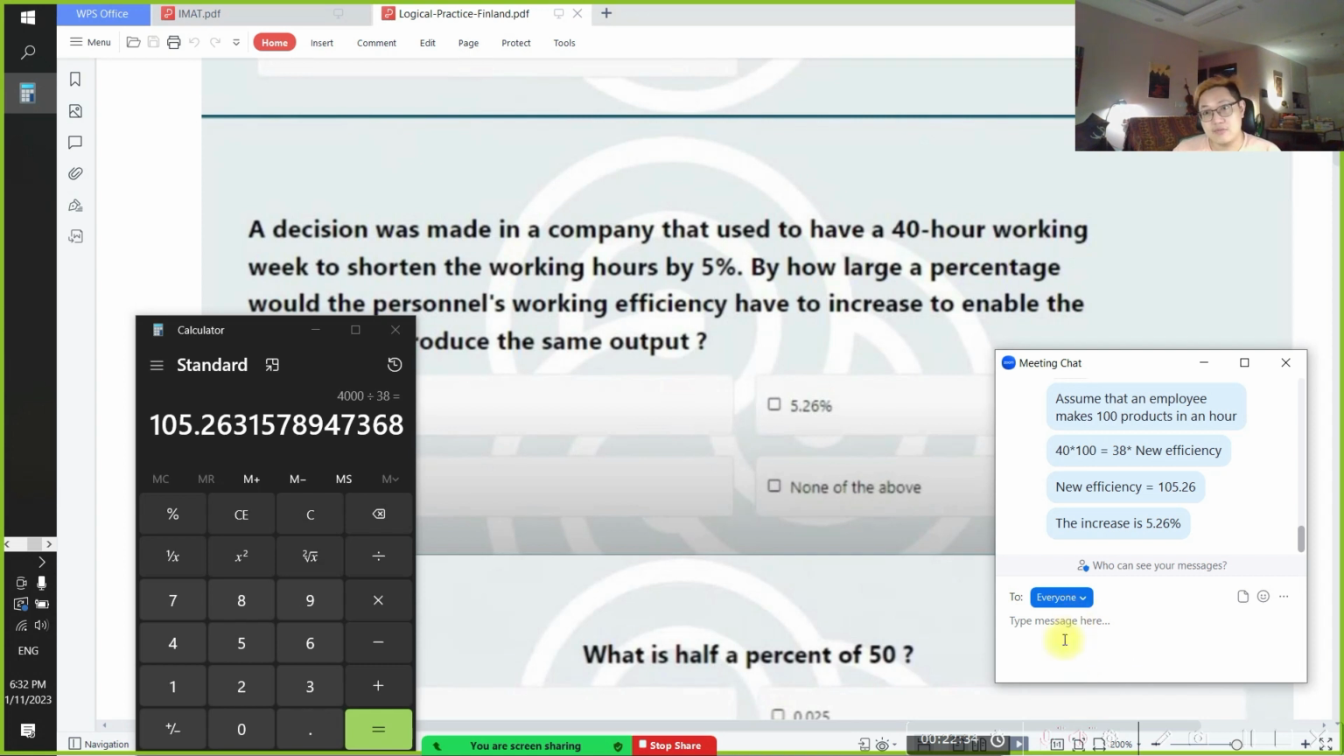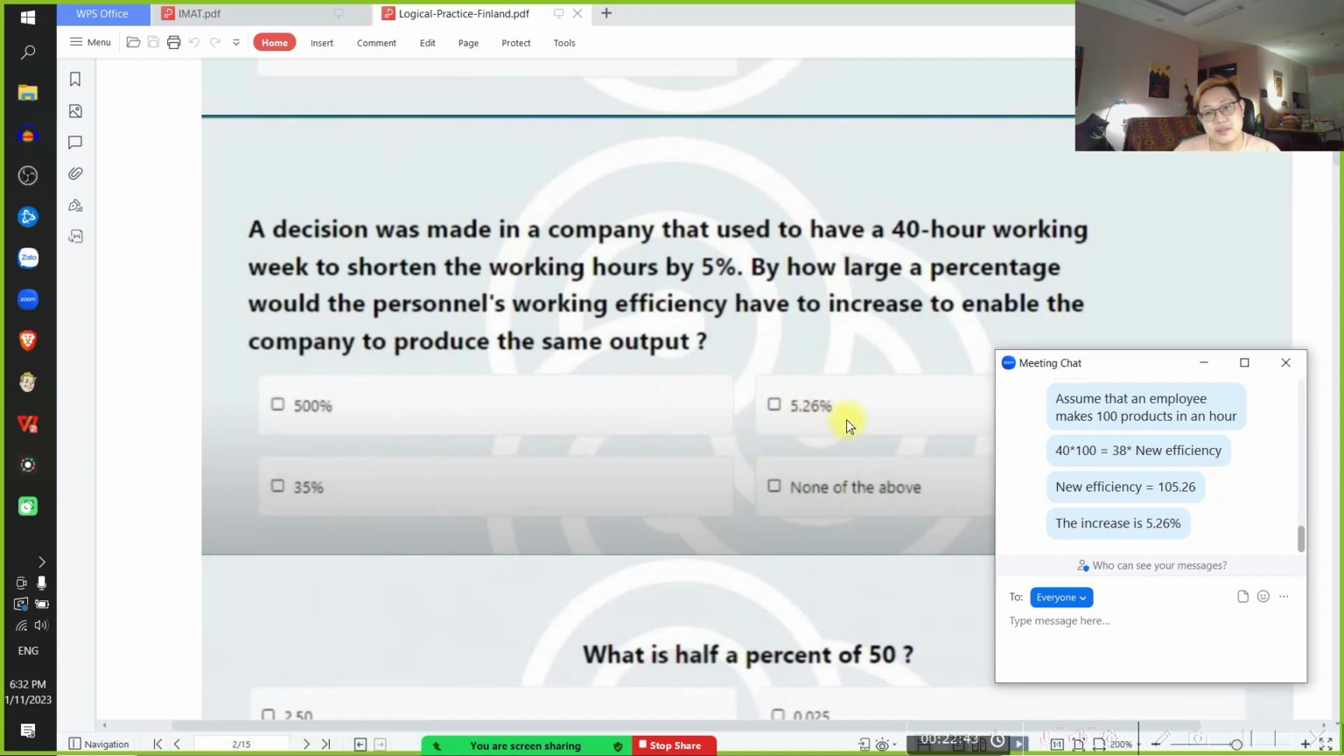Lúc đầu mình tạo 100 sản phẩm, bây giờ 1 giờ tôi tạo được 105.26, tức là tôi tăng 5.26%. So the answer is 5.26%. Do you understand this one, class?